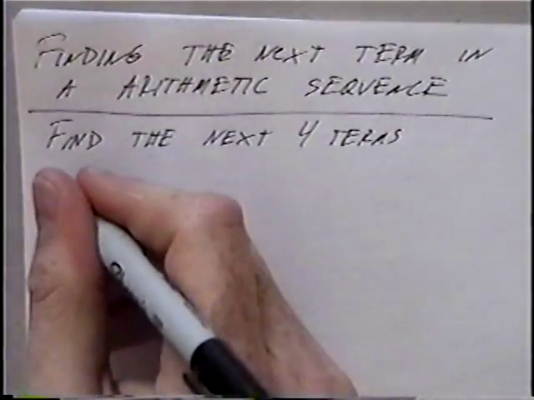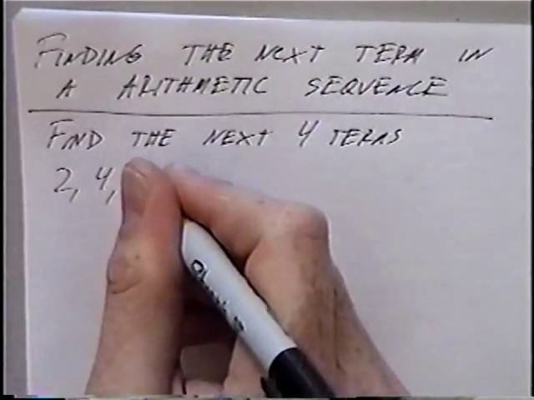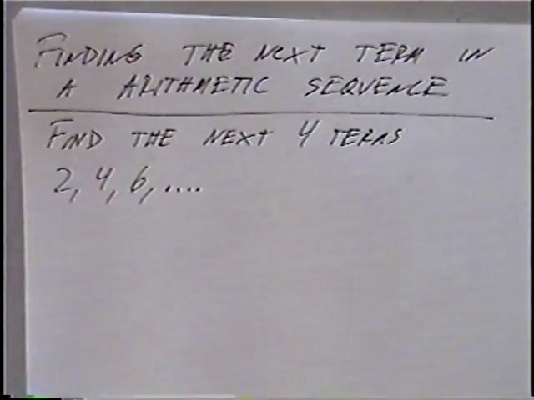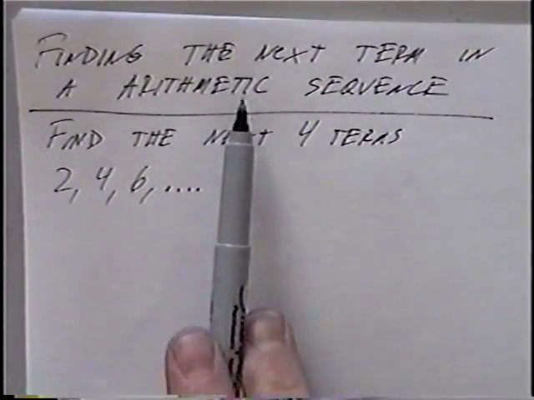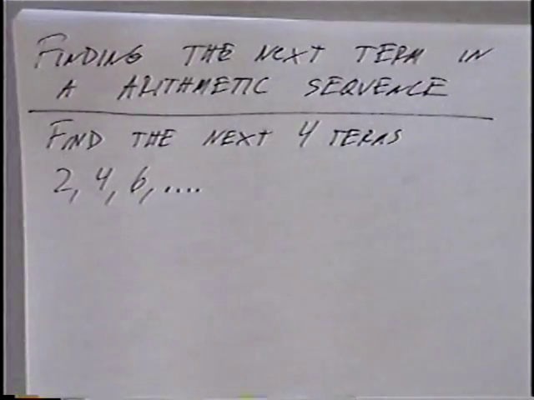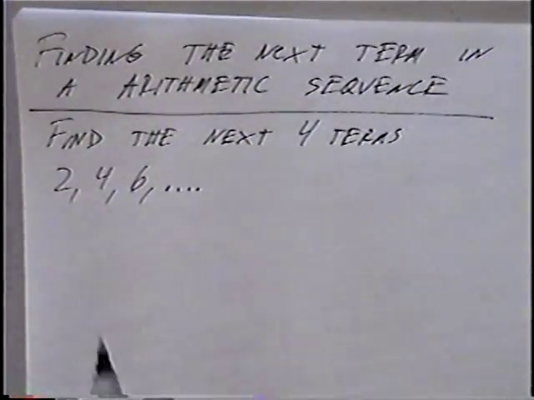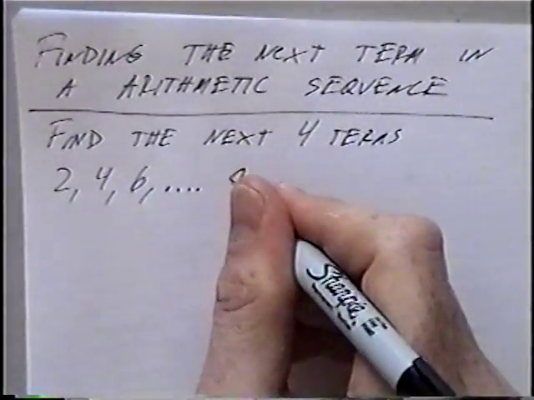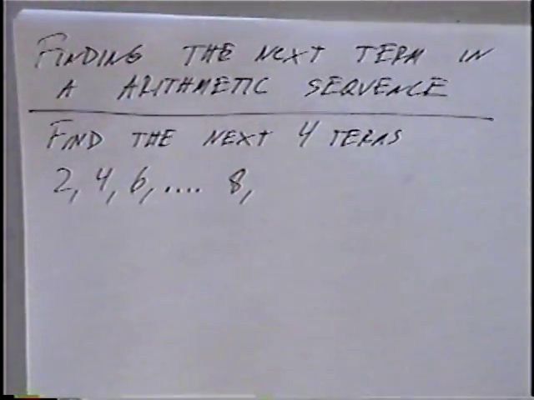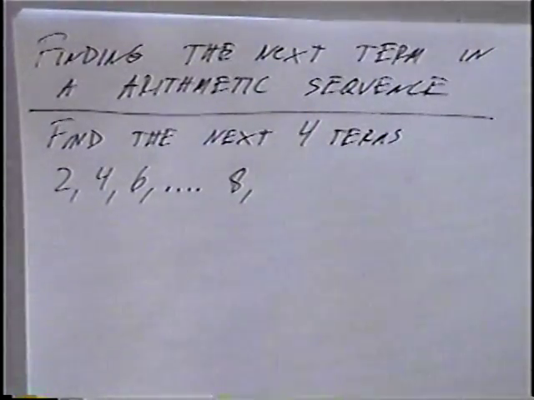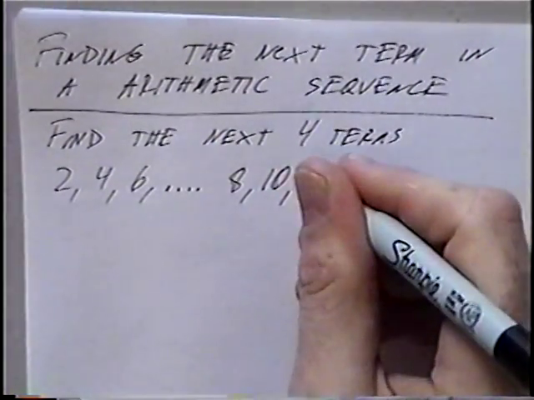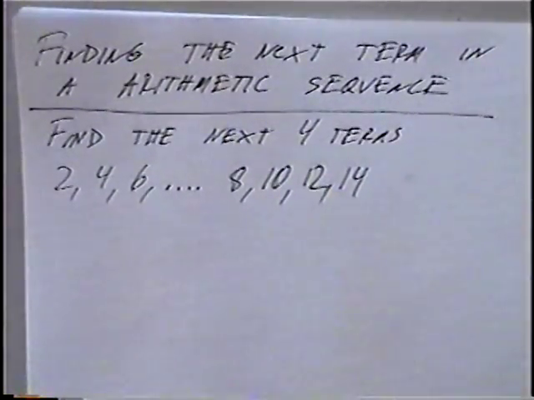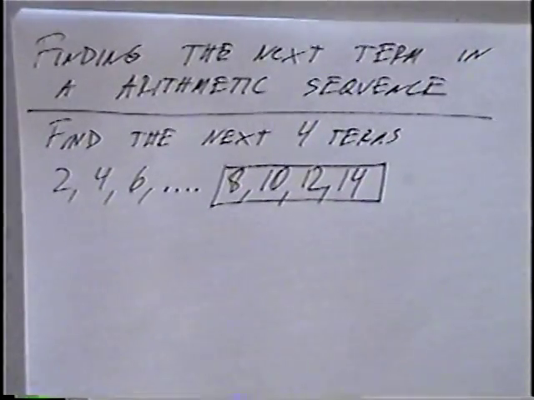First sequence we'll look at is 2, 4, 6, and dot dot dot afterwards means the sequence continues forever and ever. An arithmetic sequence means the sequence goes up or down by the same number each time. So for example, 2, 4, and 6, each term increases by 2, so the next number also increases by 2, which would be 8. And we'll find the next 4 terms. Increasing by 2 would be 10, third term would be 12, and the last term, our fourth term, would be 8, 10, 12, and 14.